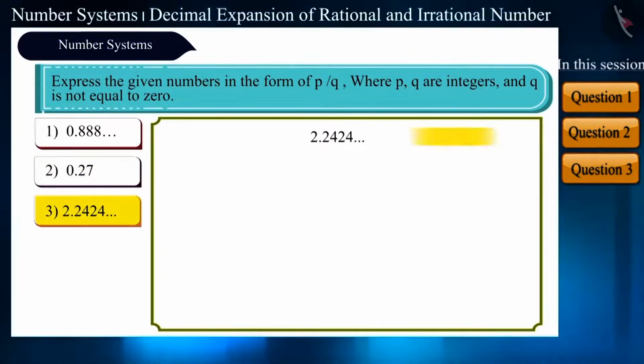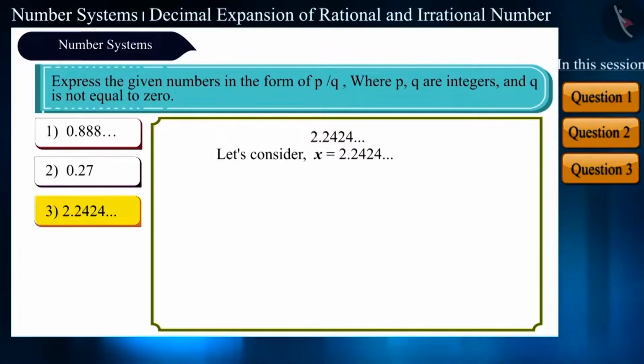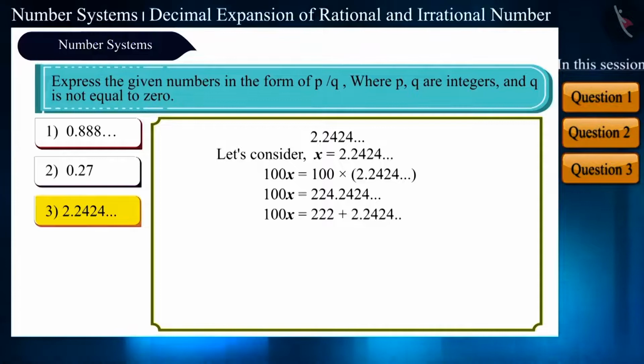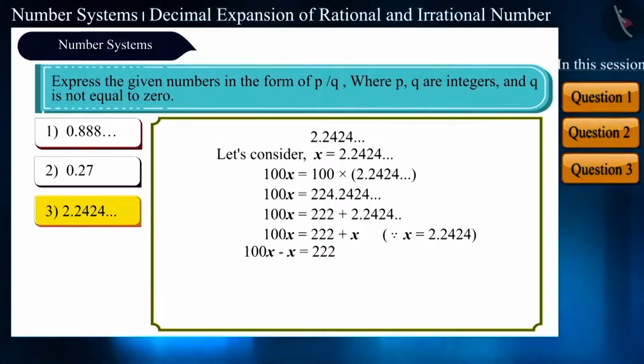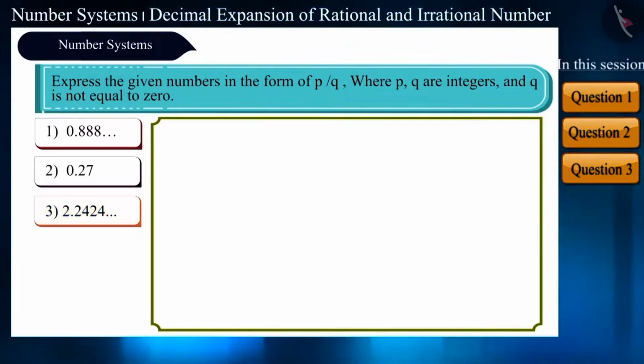Friends, let's take the third number 2.2424. Let's consider it as x. In this number, two numbers that is 2 and 4 are getting repeated after the decimal. So here we will multiply by 100 and solve it in this way. We get x is equal to 222 by 99.